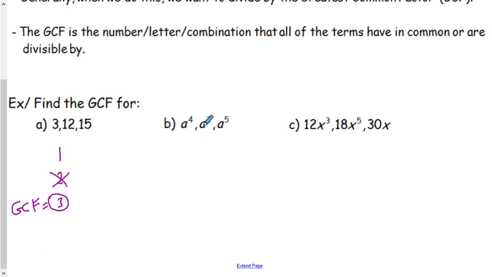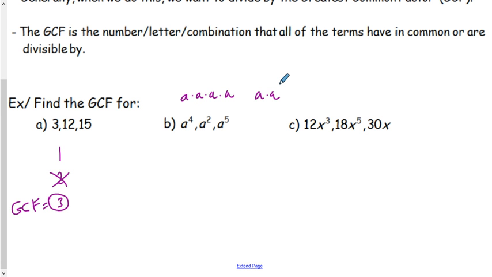Now what if I just had a letter, like A? Well, here's the thing. What does A to the 4 mean? That just means A times A times A times A, right? That's what A to the 4 means. Just like A to the 2 really means just A times A.